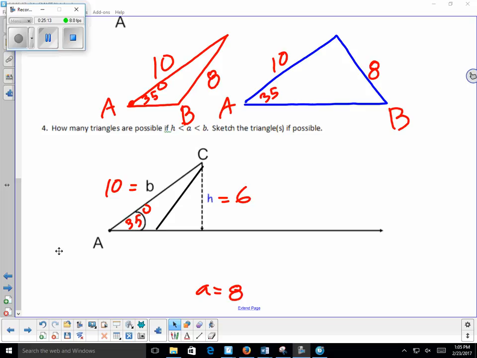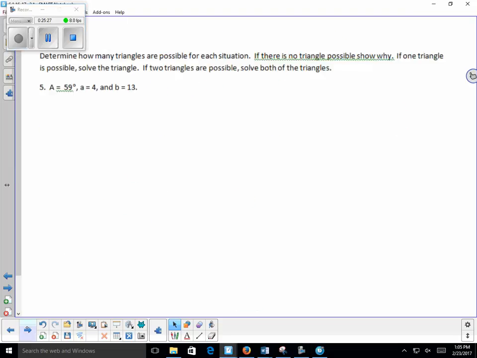So then how does that work? Because if sine of A over A is the same, then how is sine of B over B? I'm glad that you asked that. We're going to take a look at some examples. So let's take a look at this situation here. It says determine how many triangles are possible for each situation. If there is no triangle possible, show why. If one triangle is possible, solve the triangle. And if two triangles are possible, solve both of the triangles.